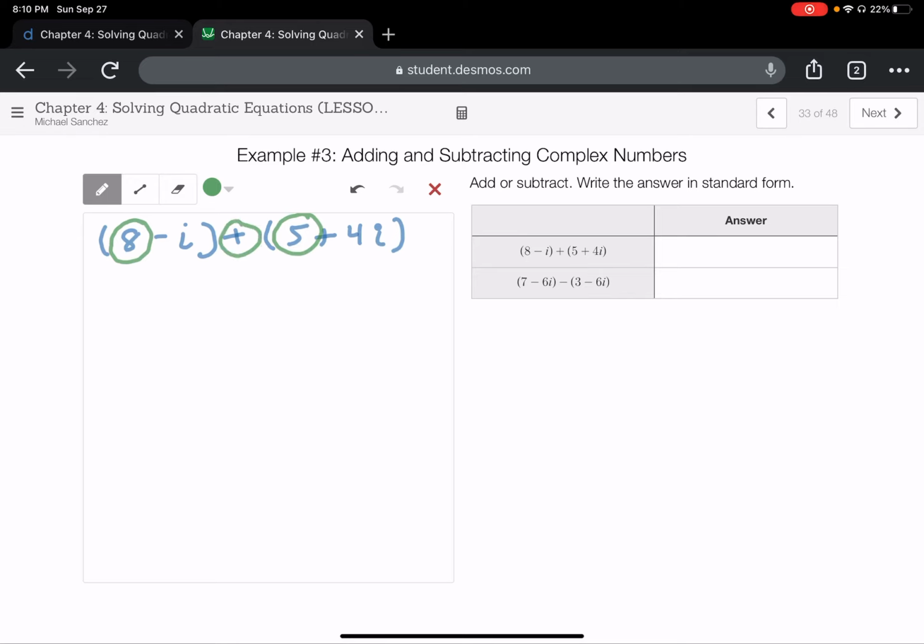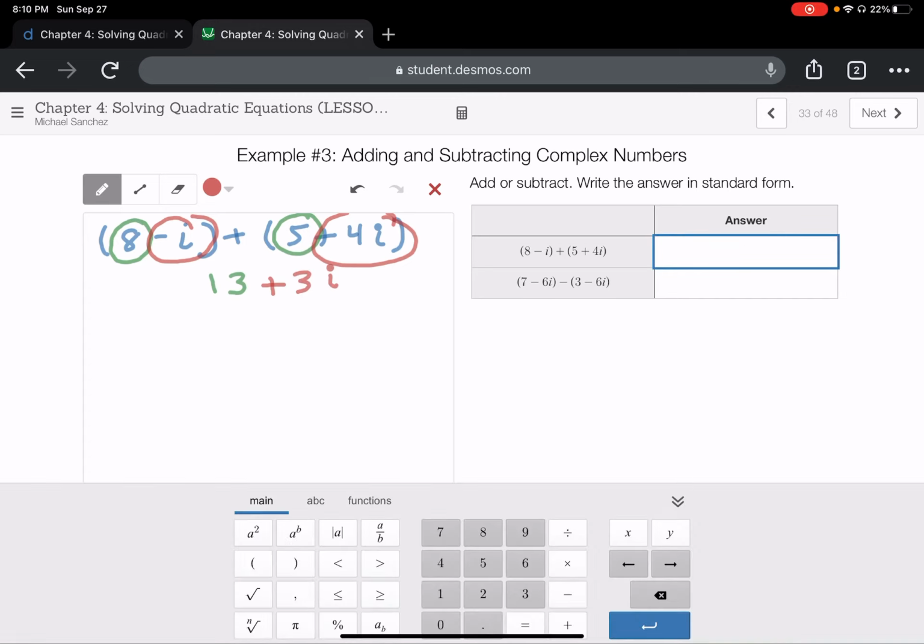Because I am adding, I'm going to add 8 plus 5. So that's going to be 13. And then my imaginary parts are -i and 4i. So I would add those two together. -i plus 4i gives me +3i. So the sum of those two complex numbers is 13 plus 3i.